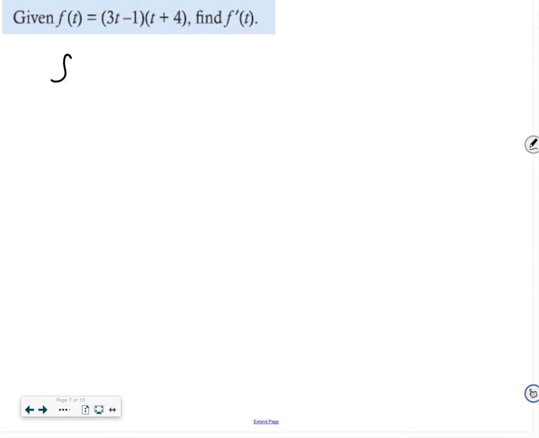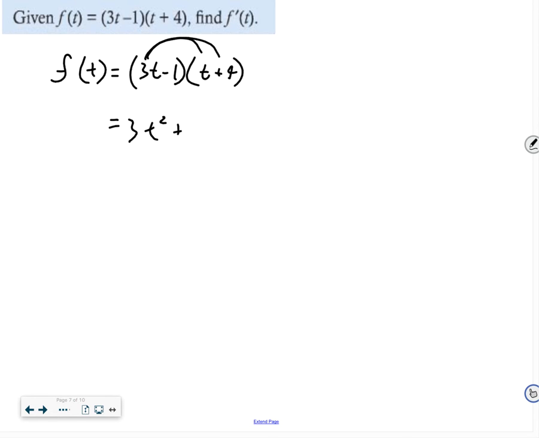Okay, another example here. Notice that this is a product of two linear polynomials. Well, we can't just do it piece by piece because they're not a sum. So in order to differentiate this, we need to make sure that they are distributed first. So we're going to double distribute and get it into a standard form. So I get 3t squared plus 12t minus t minus 4. When I simplify it, I get 3t squared plus 11t minus 4.